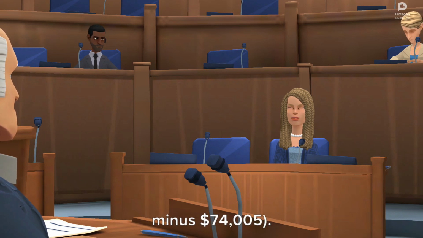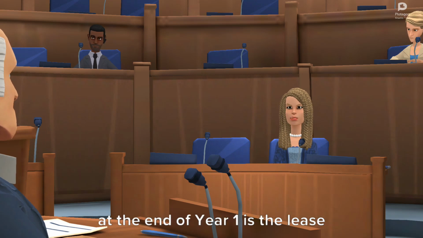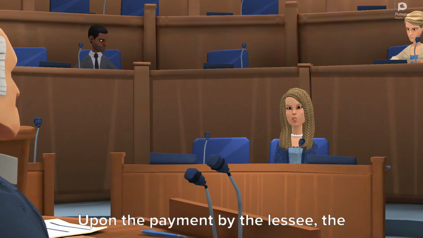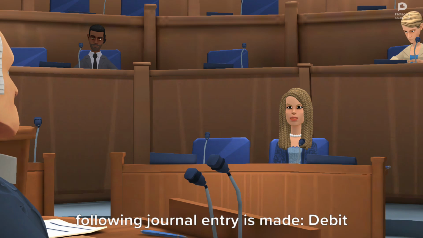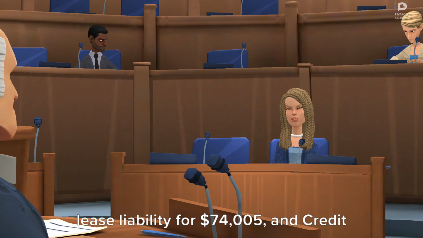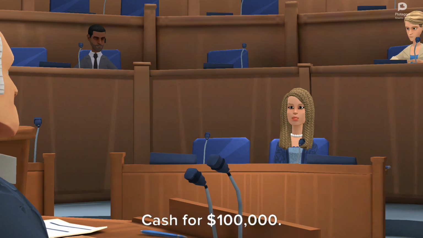$259,955 minus $74,005. Note that the lease liability balance at the end of year 1 is the lease liability at beginning of year 2. Upon the payment by the lessee, the following journal entry is made: debit interest expense for $25,995, debit lease liability for $74,005, and credit cash for $100,000.